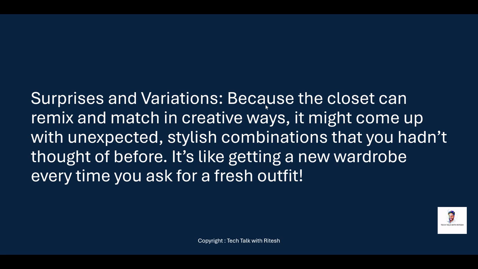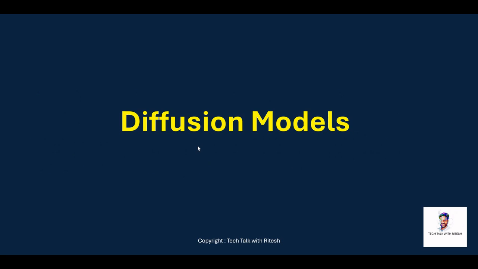And the variations we'll see, because the closet can remix and match in creative ways, it might come up with unexpected stylish combinations that you had not thought of before. It is like getting a new wardrobe every time you ask for a fresh outfit. So you see how it makes sense now: encoding, decoding, sampling, and this loss function, how it is happening. Okay, so these are also done.